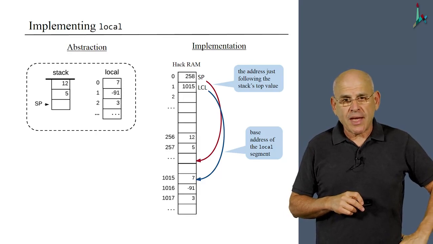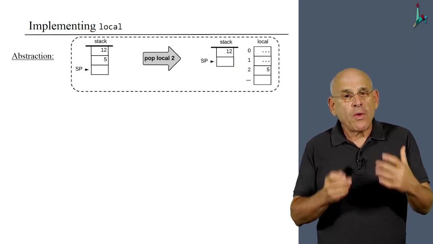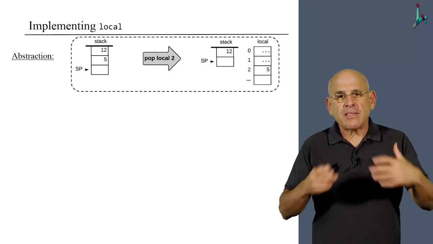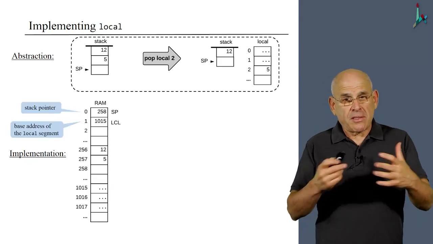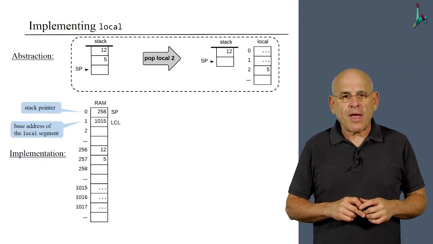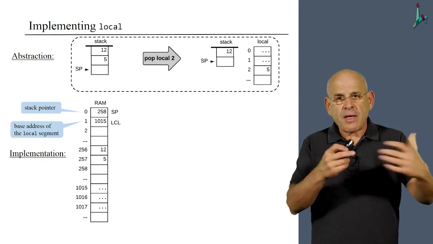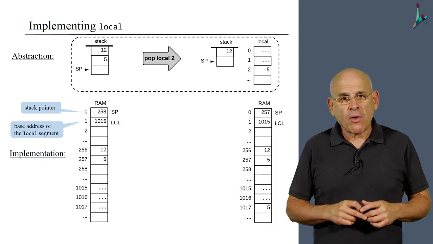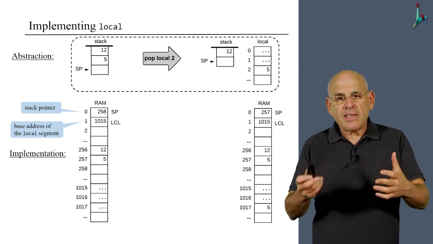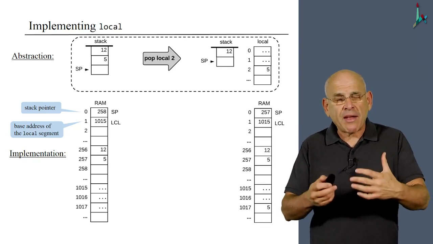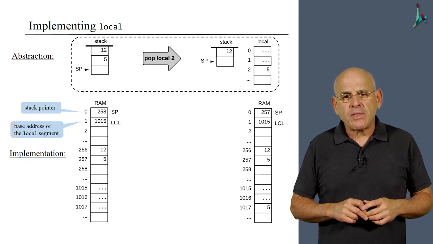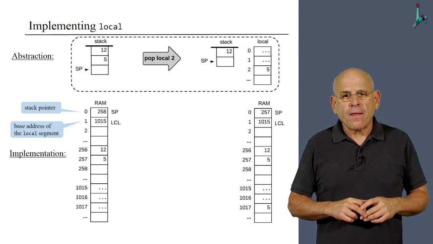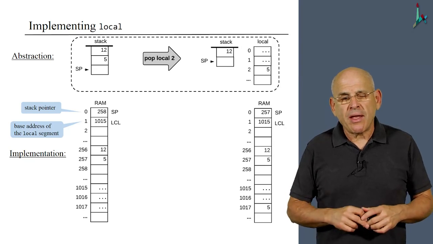All right, so here's how we use this implementation when we set out to implement commands like pop and push. So here is the same RAM segment that we had before, and SP and LCL are mapped as we had before. And following the pop local 2 command, here's what is going to happen. SP has changed to reflect the pop operation, and we see that the number 5, which used to be the topmost value in the stack, is now located in local 2, which happens to be 1017.